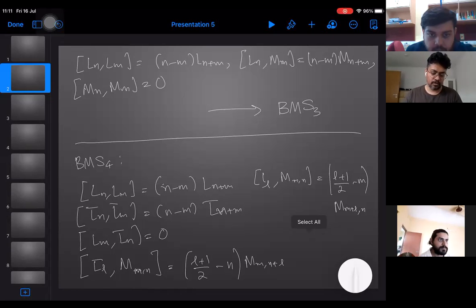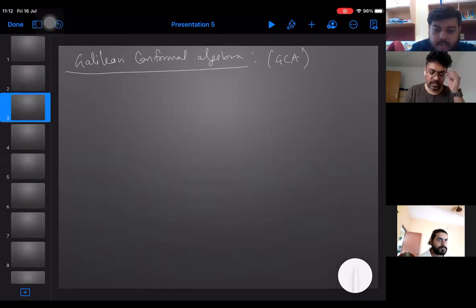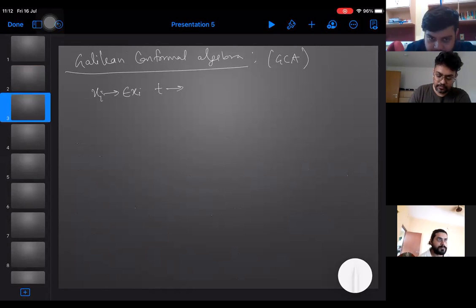And this was from the bulk side. Moving on, yesterday we also discussed something which is the Galilean conformal algebra, in short GCA. This limit can be found by taking it from the conformal group with epsilon tends to 0.